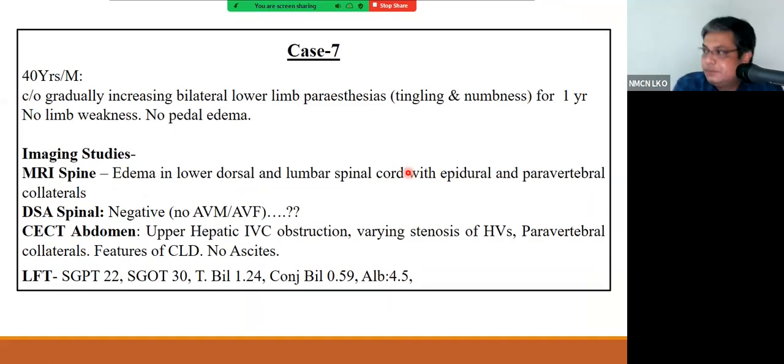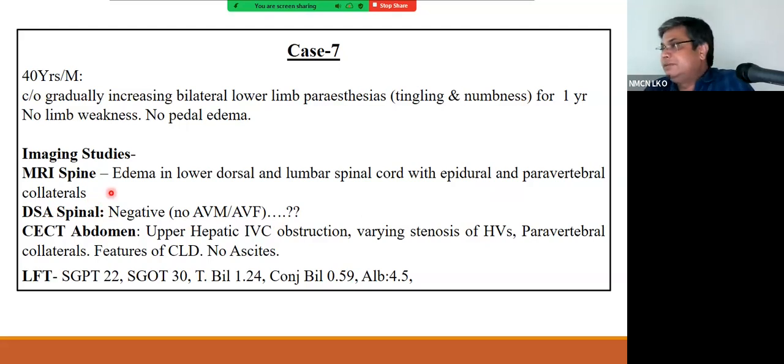Next case: this was a 48-year-old male patient, a daily wage worker from UP working in Mumbai, complaining of gradually increasing bilateral lower limb paresthesia, tingling and numbness for 1 year, no limb weakness, no pedal edema. But these paresthesias were increasing. The patient visited many hospitals with no improvement, so he came here. Again, MRI spine was done, and there was edema in the lower dorsal and lumbar spinal cord with epidural and paravertebral collaterals. As expected, spinal AVF or AVM was suspected, DSA spinal was done, but it was negative.